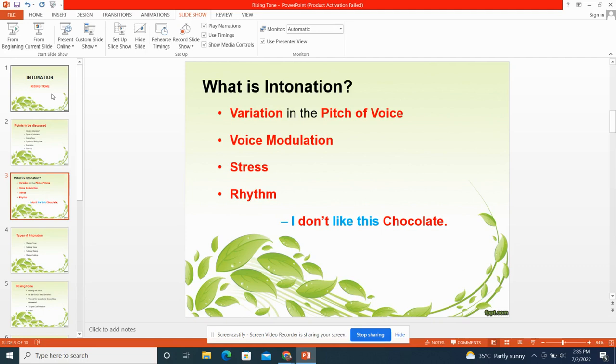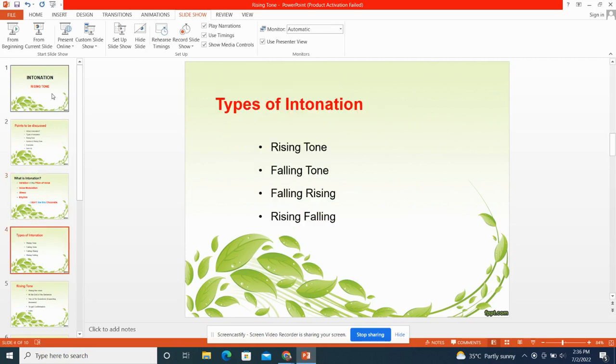We have to stress the important word which will make sense, which is what I want to share. I want to share that I don't like this, so I'm giving stress on the word don't. I don't like this chocolate. So this is the way we have to use intonation. It's very important and essential in communication. It is very easy for listeners to understand the concept, so this is very helpful for us to communicate with others.